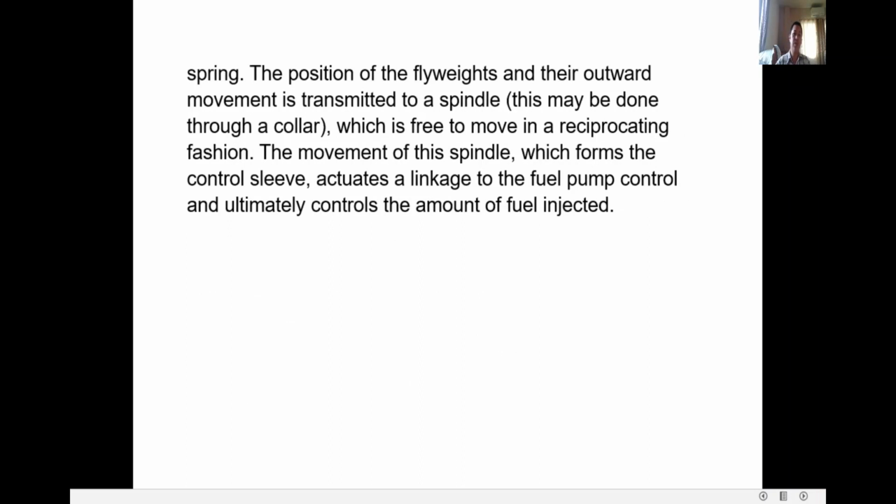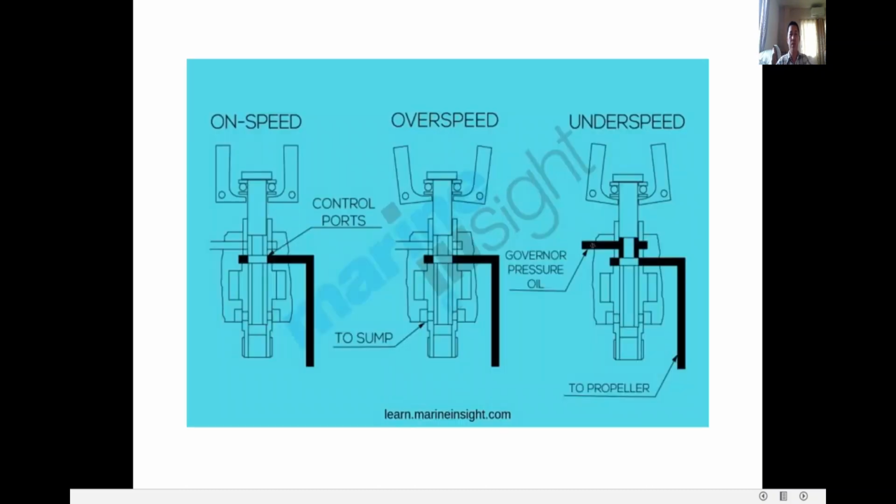The position of the flyweights under outward movement is transmitted to the spindle. This may be done through a collar which is free to move in a reciprocating fashion. The movement of the spindle, which forms the control sleeve, actuates a linkage to the fuel pump control and ultimately controls the amount of fuel injected.